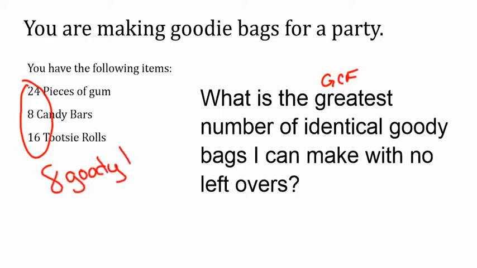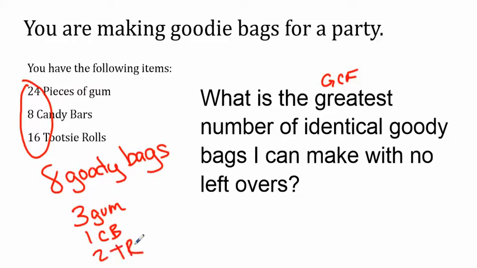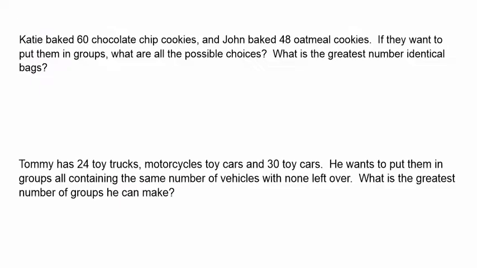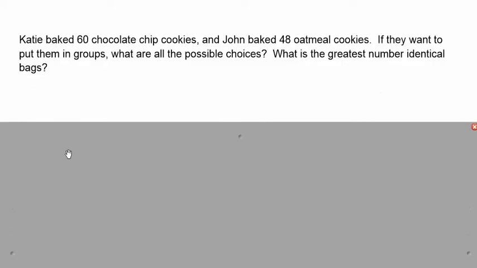Goodie bags, okay? So if I wanted to know how many of each item were in there, if there's 8 goodie bags, how many pieces of gum are going to be in each bag? Well, 24 divided by 8, so that means there's going to be 3 pieces of gum. If I have 8 candy bars divided into 8 bags, that just means there's 1 candy bar. And 16 Tootsie Rolls divided by 8 bags, that just means there's 2 Tootsie Rolls. Okay?